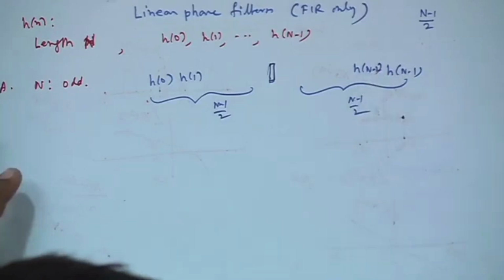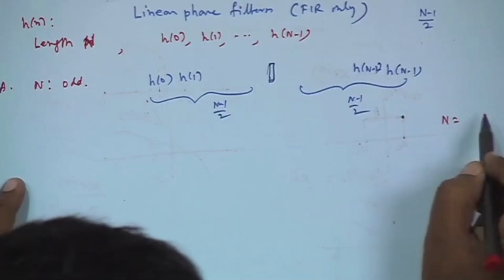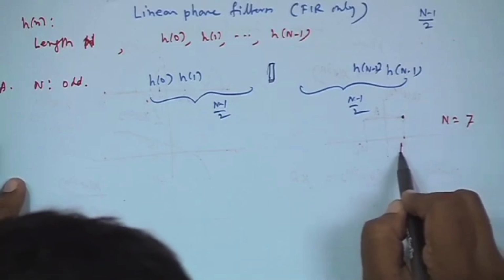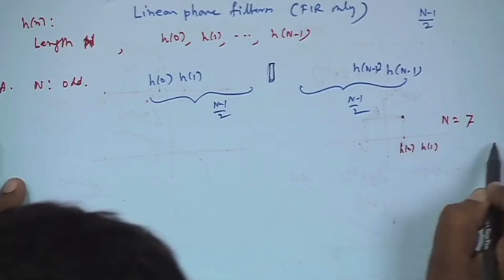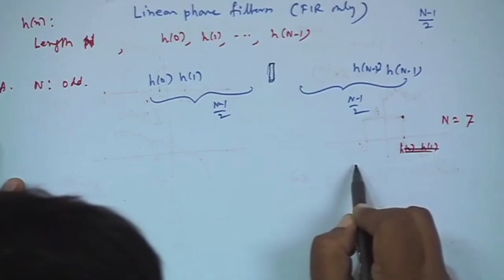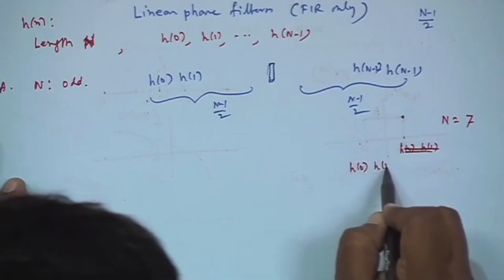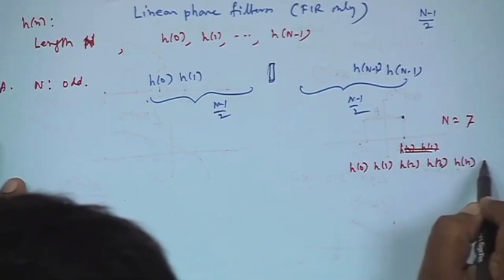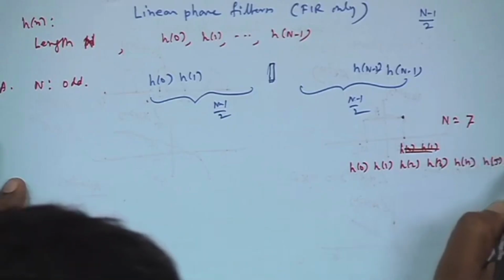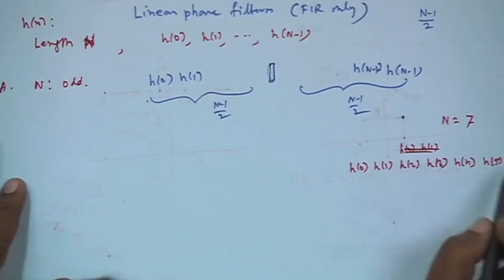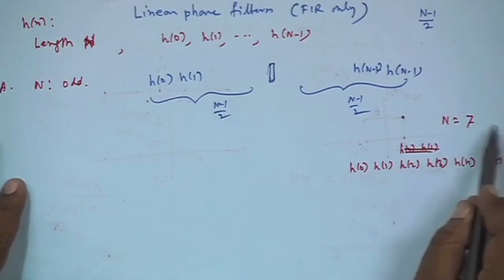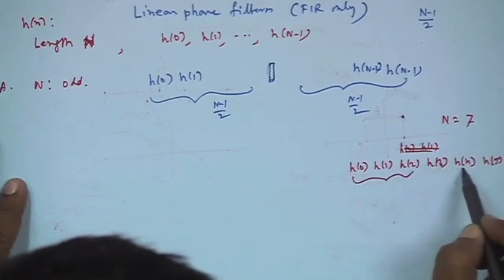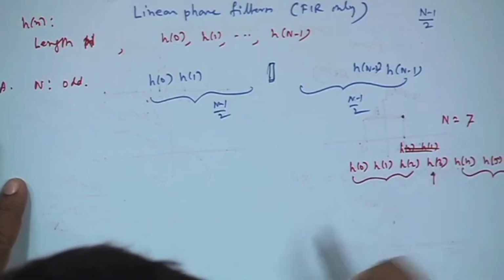Like suppose n is say 7, then I have got H 0, H 1, H 2, H 3, H 4, H 5, H 6, 0 to 6 that is 7. And you see 7 means if you take one guy out, 7 minus 1 is 6, 6 by 2 is 3. So, you take 3 on this side, 3 on this side and this is the center guy.